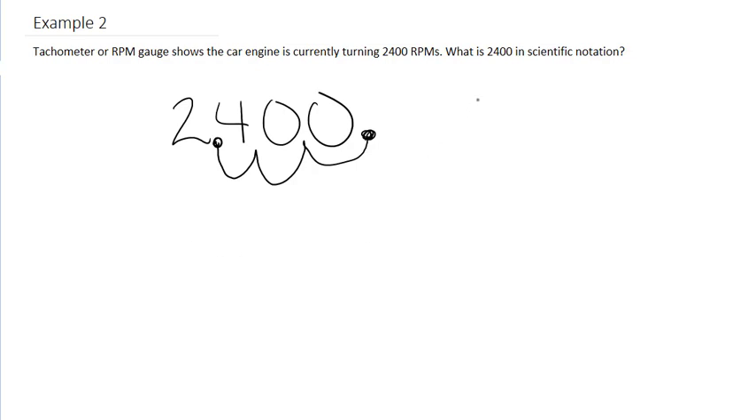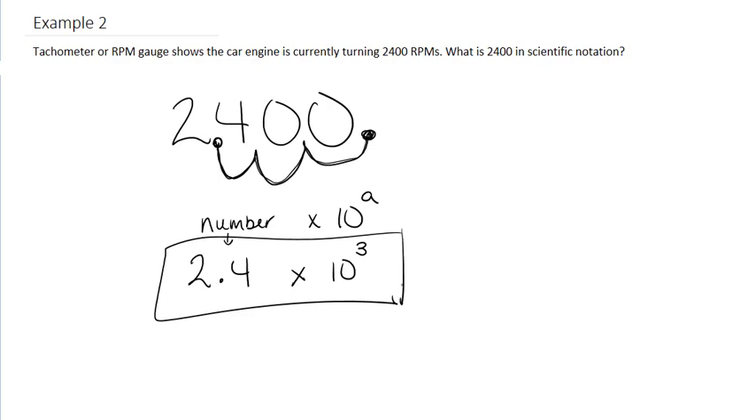So our new number becomes 2.4. So we have number times 10 raised to an exponent. So this is our number, and we're going to multiply it by 10. Now, when we move it over to the left, we actually have a positive exponent. And then how many times do we move it over? So we moved it over 1, 2, 3. So it's just positive 3. So we have 2.4 times 10 raised to the 3rd power. And this would be our number in scientific notation. So let's go ahead and look at another example.